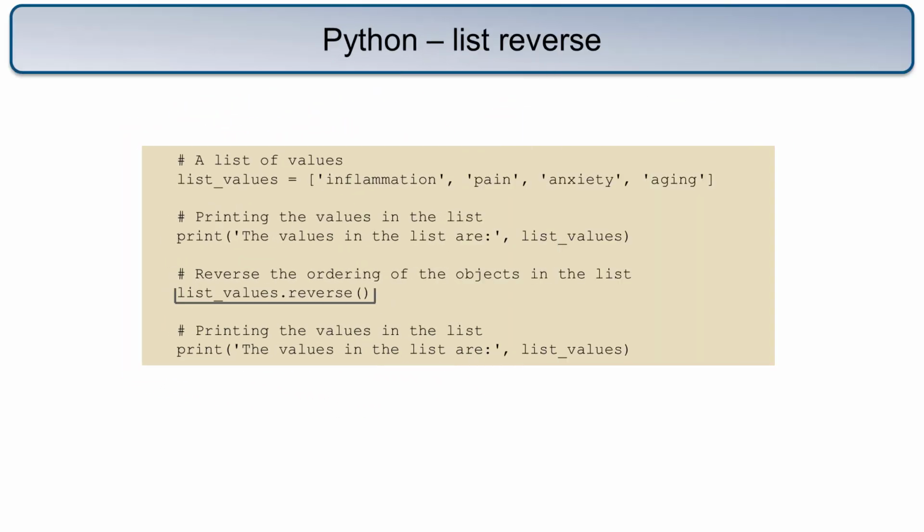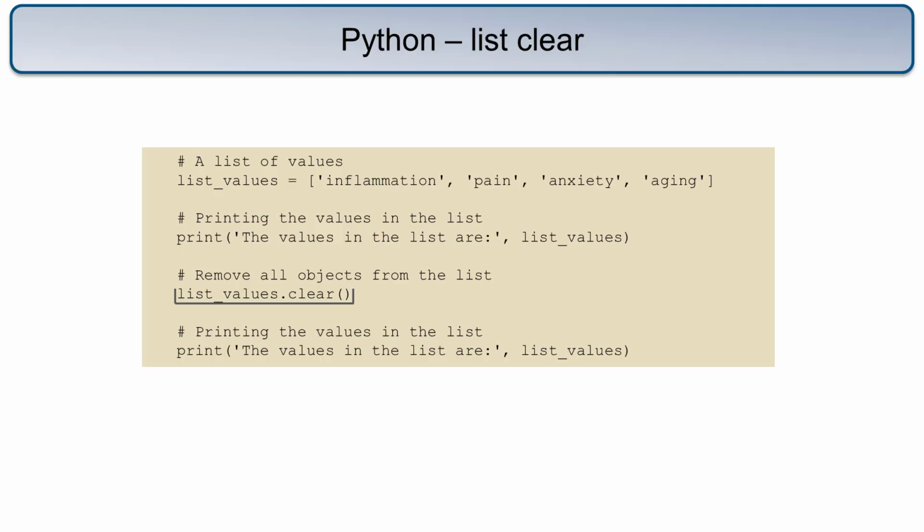This method reverses the objects in a list. The method does not have any parameters and does not return any values. The method simply just reverses the list. To note, it does not sort the list in any way and should not be mixed up with the sort method shown in previous slide.